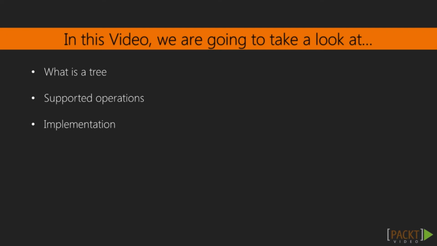We'll begin by looking at what a tree is and what kinds of problems we can solve using them. Next, we'll go over the supported operations of a tree. After that, we'll look at a simple implementation of a binary tree using JavaScript. Finally, we'll go over a real-world example of using binary trees for lightning-fast search.